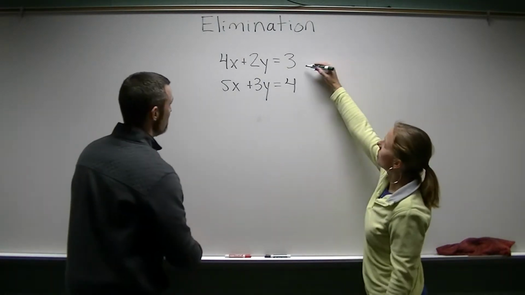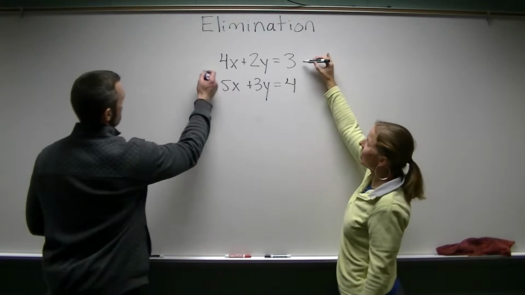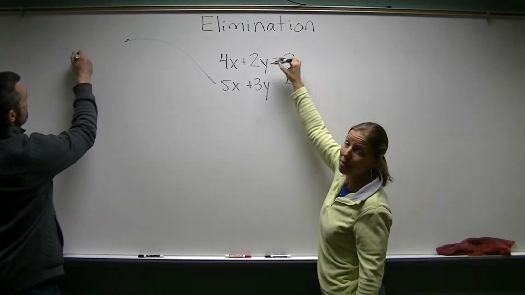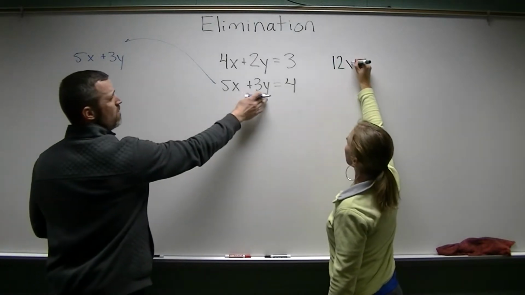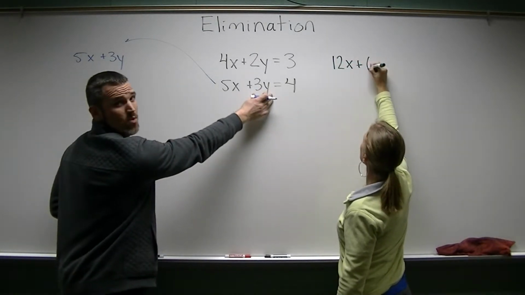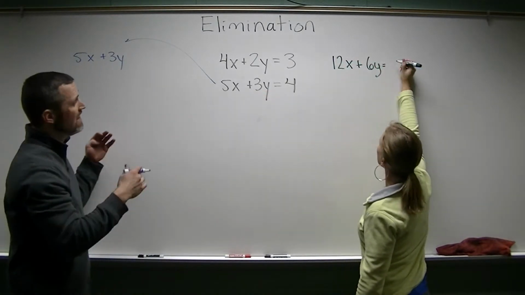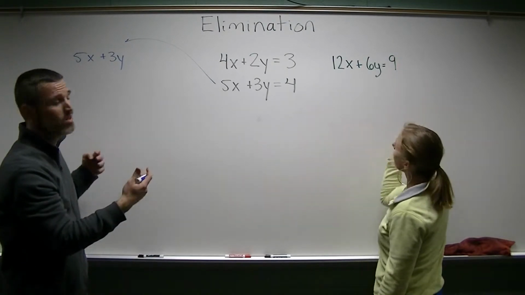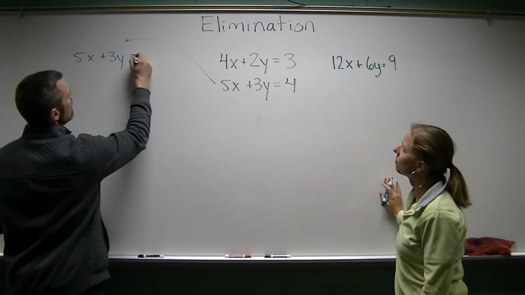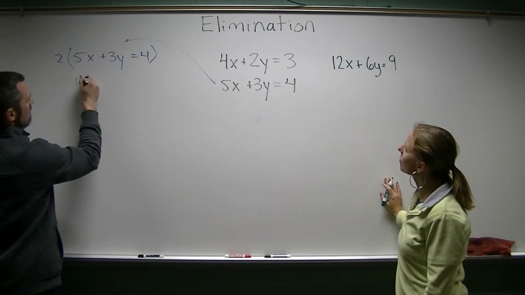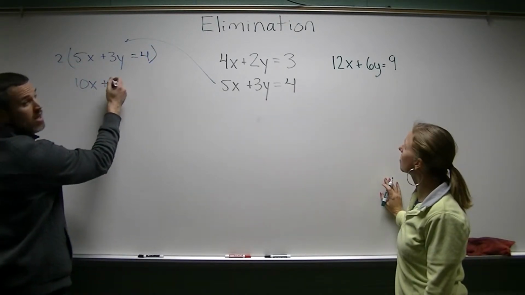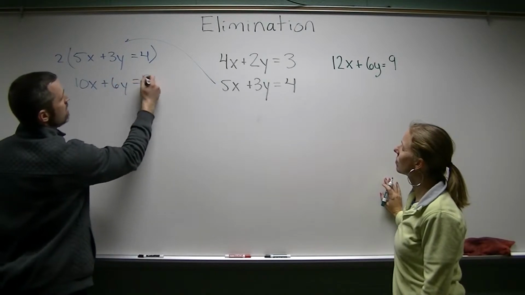Awesome. All right, sweet. Because I want this top one to be 6, that means I'm going to have to multiply everything by 3 over here. And I want to make this bottom one, that 3y, into a 6y. So I'm going to have to multiply this entire equation by 2, because that's going to make that 3 into a 6. So I'm going to get 10x plus 6y equals 8.